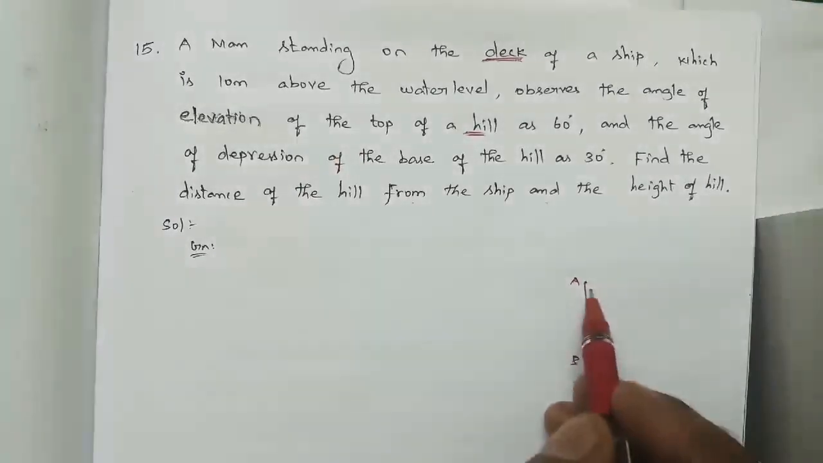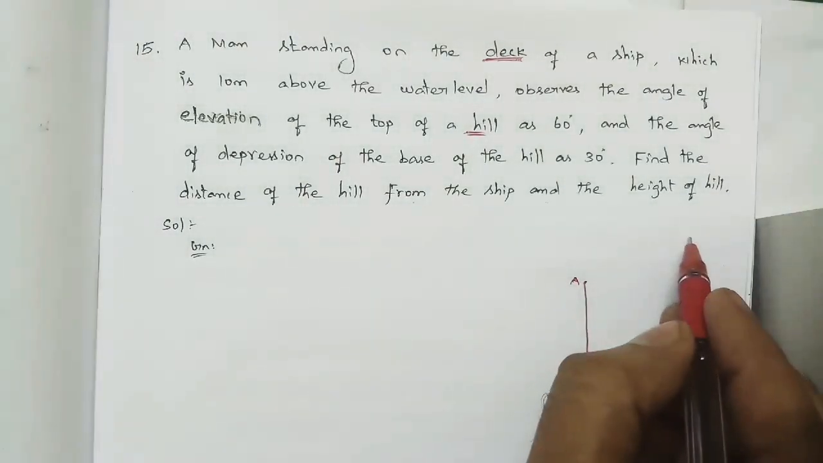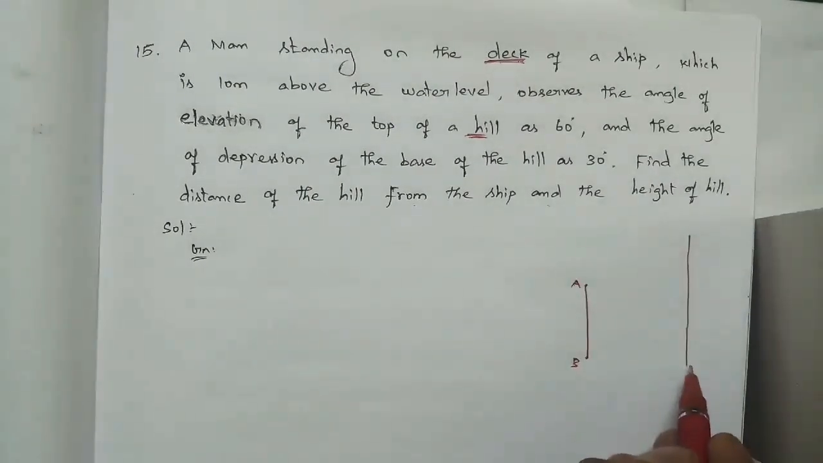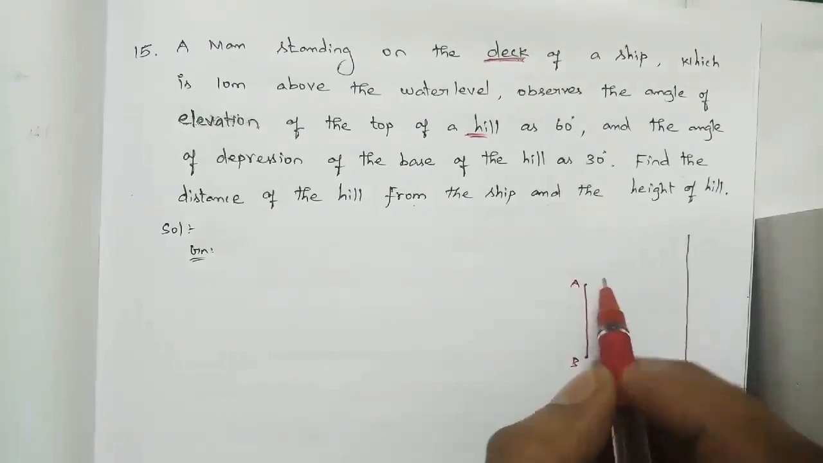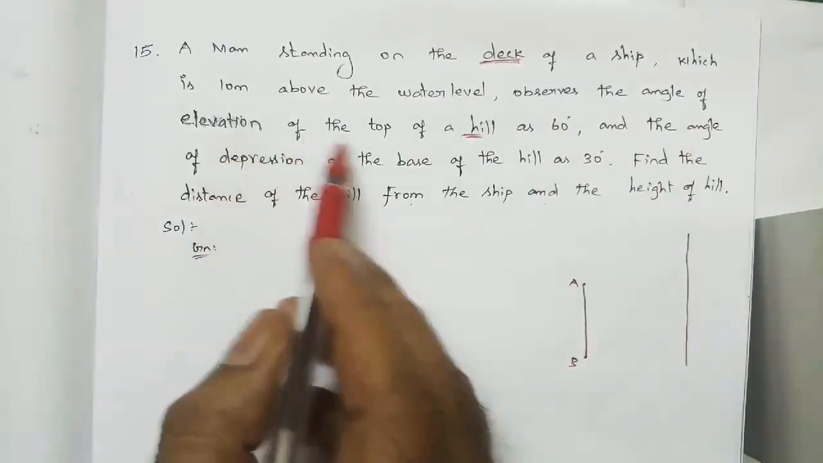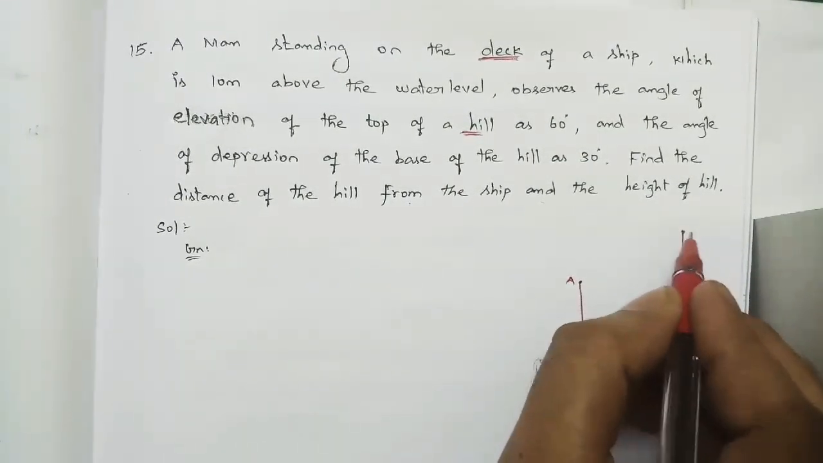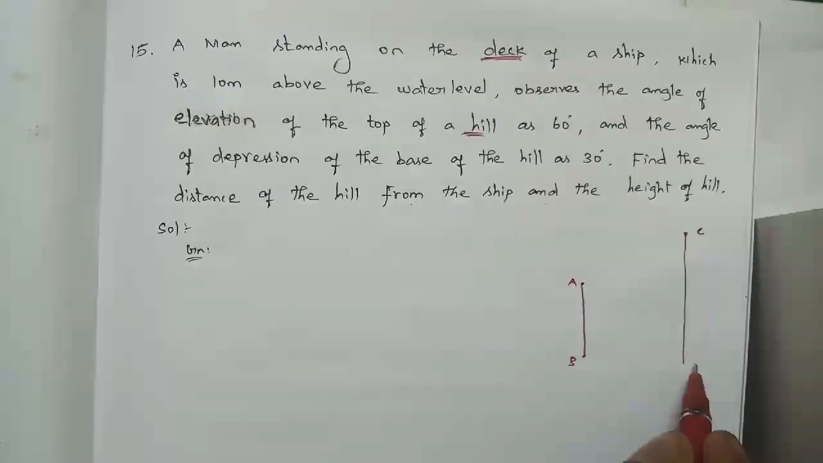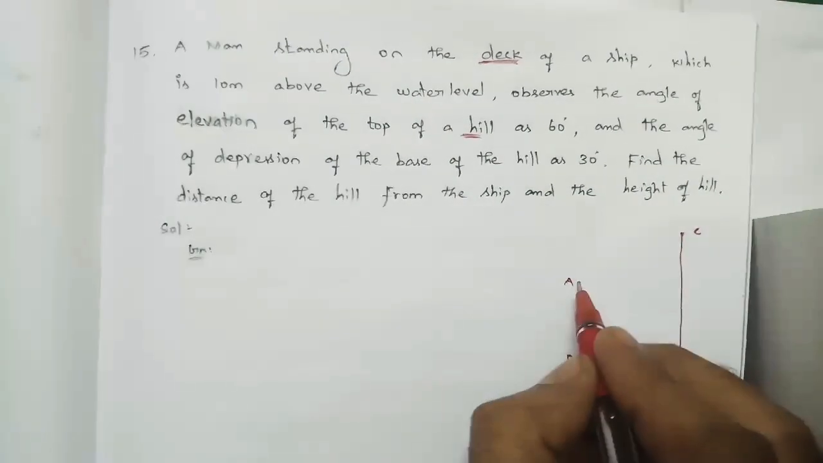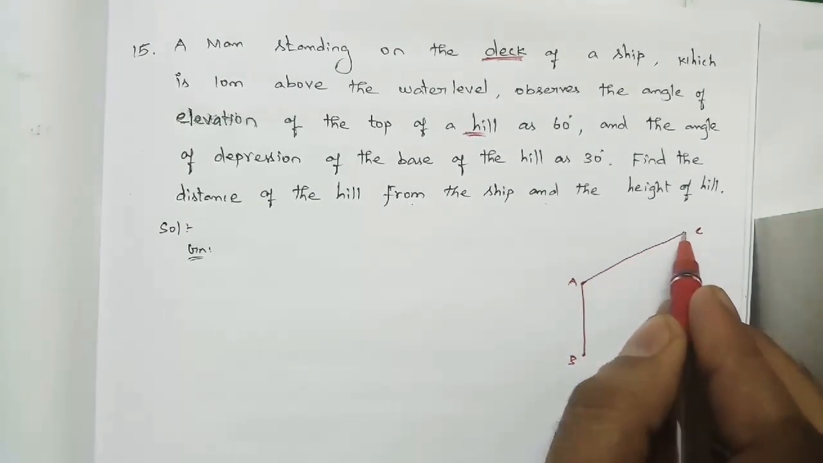That means compared to the deck of a ship, the mountain is somewhat bigger. So 10 meter above the water level, observes the angle of elevation of the top of a hill as 60 degree. From point A, point C is nothing but the top of the hill and D is nothing but the foot of the hill.